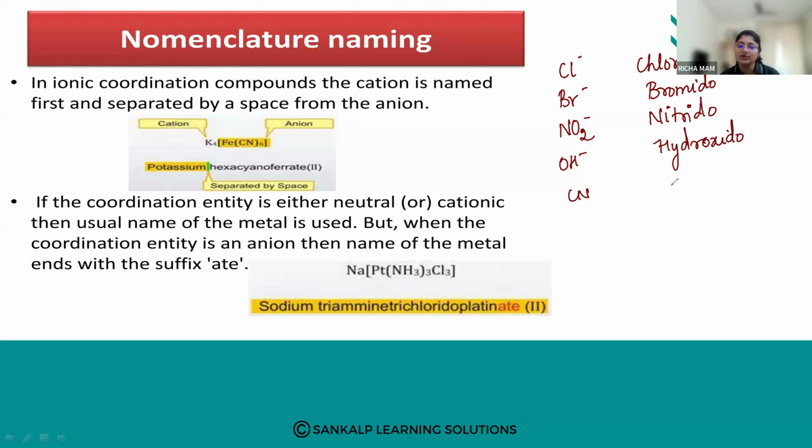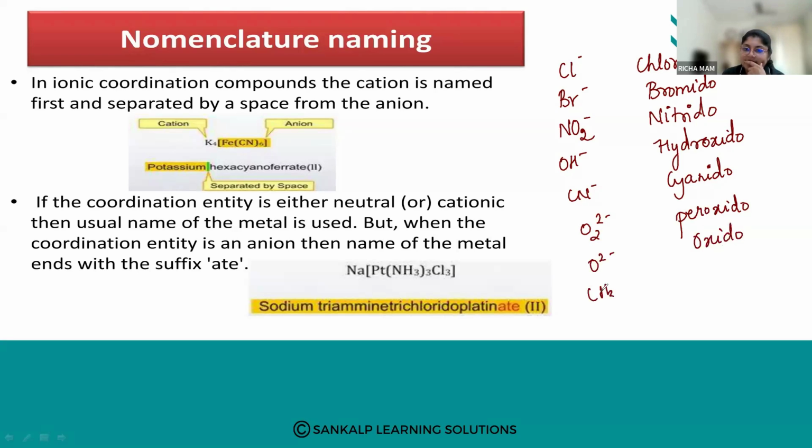Then CN minus is cyanido. Then O2 2 minus is peroxido. Next is O 2 minus, it is oxido.